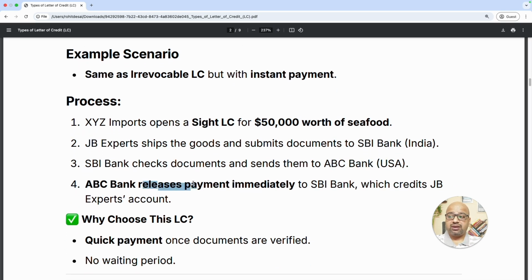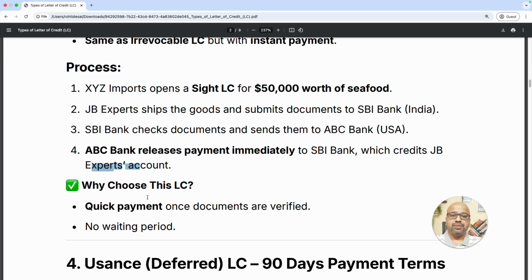Soon the ABC bank receives the documents and verifies them. Everything is clear. They'll make an immediate payment to SBI bank. Then that later will be credited to JB Experts bank account. As simple as that. No issues here, no worries. All very clear, simple. You will be done with it.